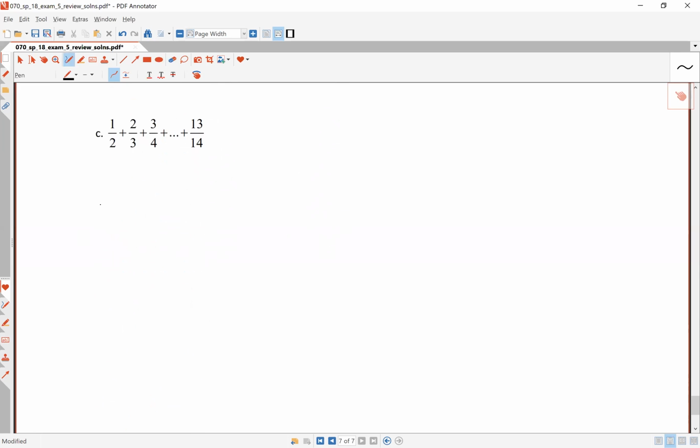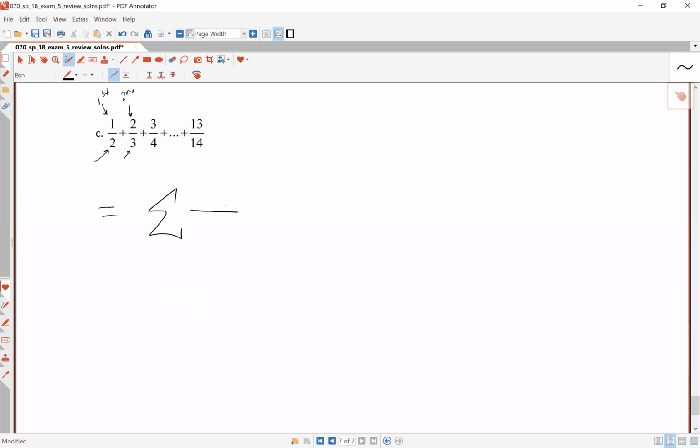And the last one, letter C. The terms of the sequence. The first term has a 1 on top and a 2 on the bottom. The second term has a 2 on top and a 3 on the bottom. So the denominator is always 1 more than the numerator. 1, 2, 3, 4, 5, 6, 7, 8, all up to 13, and then 2, 3, 4, all the way up to 14.